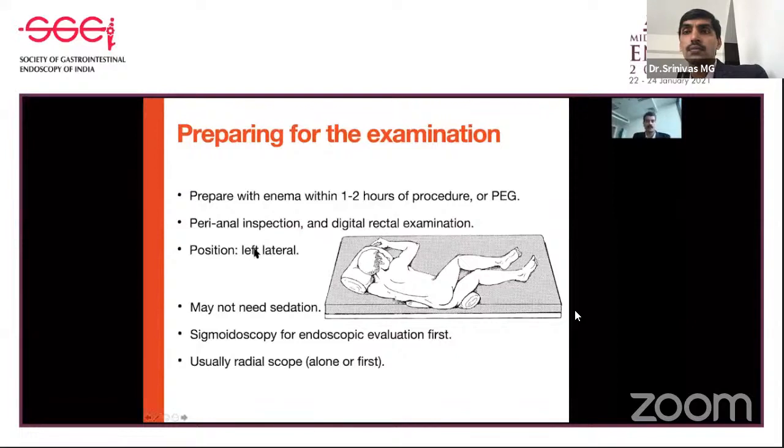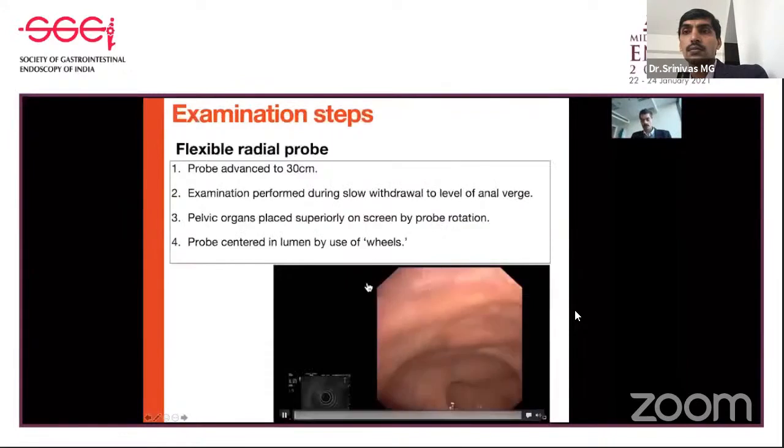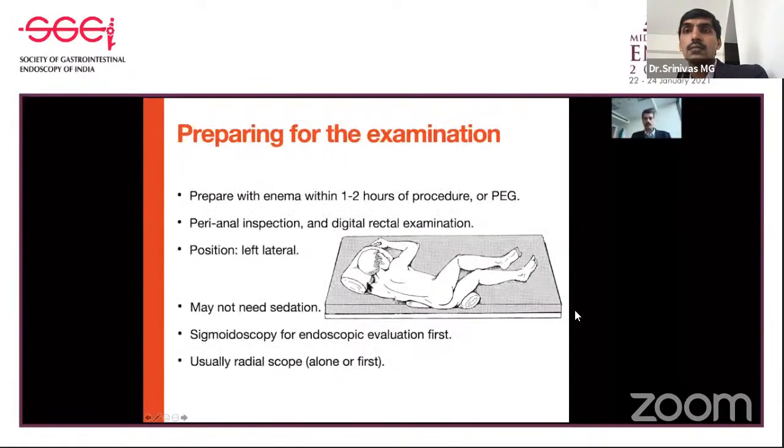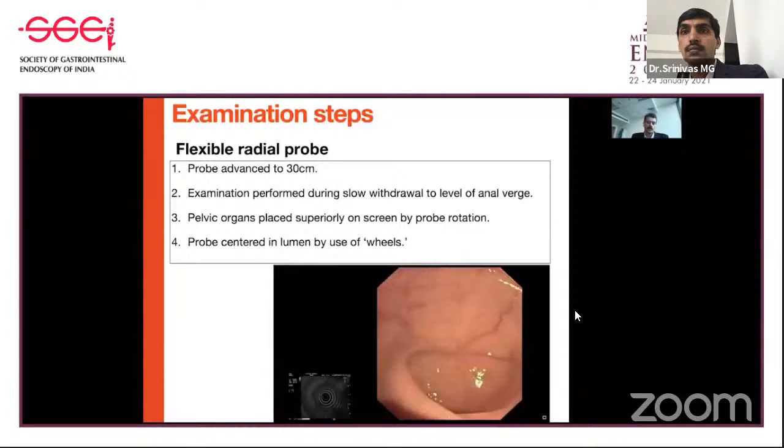We do a perianal inspection and a digital rectal examination. The patient is usually positioned in the left lateral position, and it is wise to place some pillows underneath the patient and to angle his knee like this so that the position of the torso remains stable throughout the US examination. Patients will often not need sedation for this short procedure. We usually begin with sigmoidoscopy to evaluate the mucosa, any stenotic lesions, and to clean the rectum of stool and any mucus. And as I have mentioned before, we would usually begin with a radial US scope.